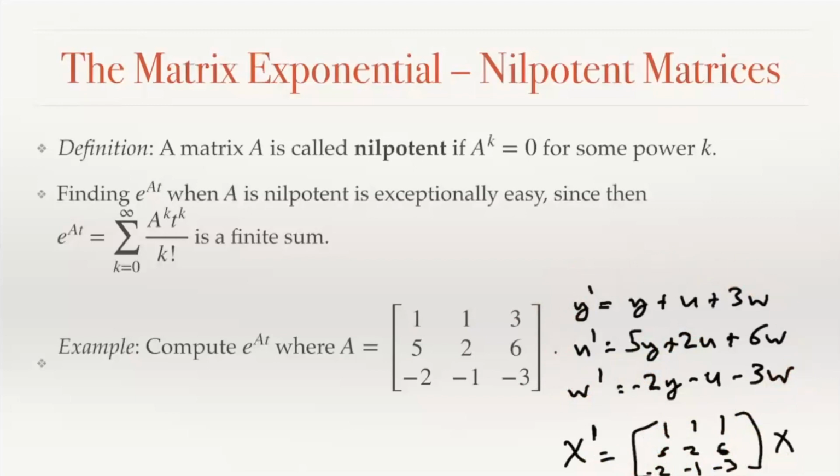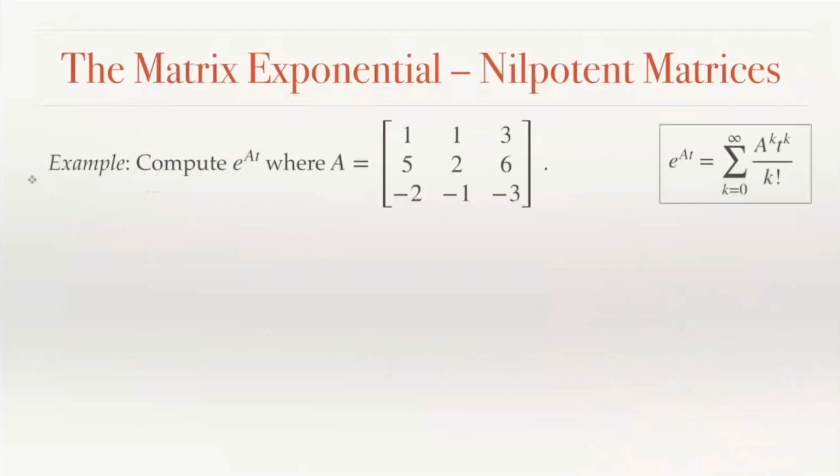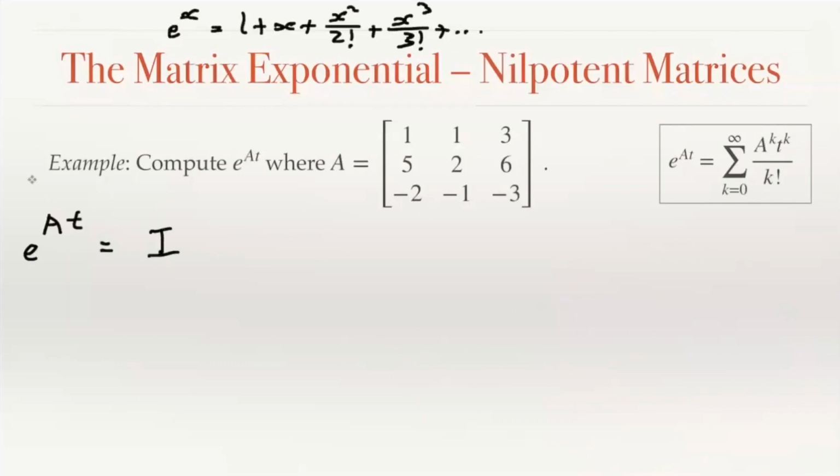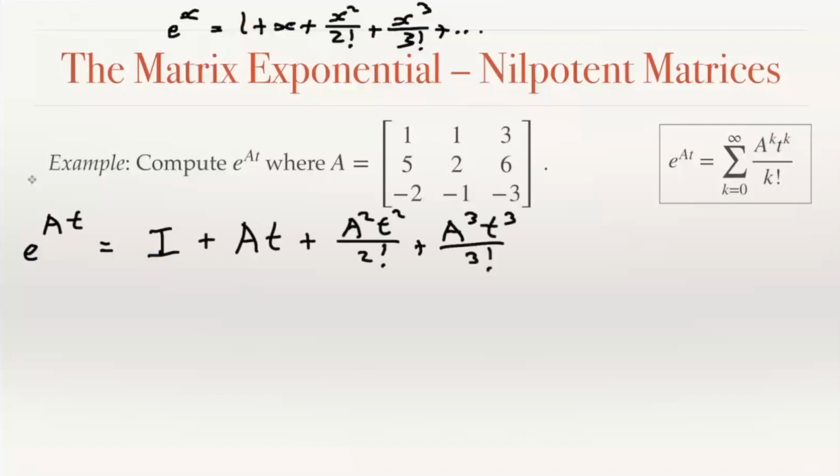Okay, so if we really wanted to solve the system of differential equations, let's take e to the at, and we can plug directly in. So e to the x is 1 plus x plus x squared over 2 factorial plus and so on. And if we were to write this out, then because a to the 0 is I, that 1 becomes an I, and we have I plus at plus a squared t squared over 2 factorial plus a cubed t cubed over 3 factorial plus and so on.